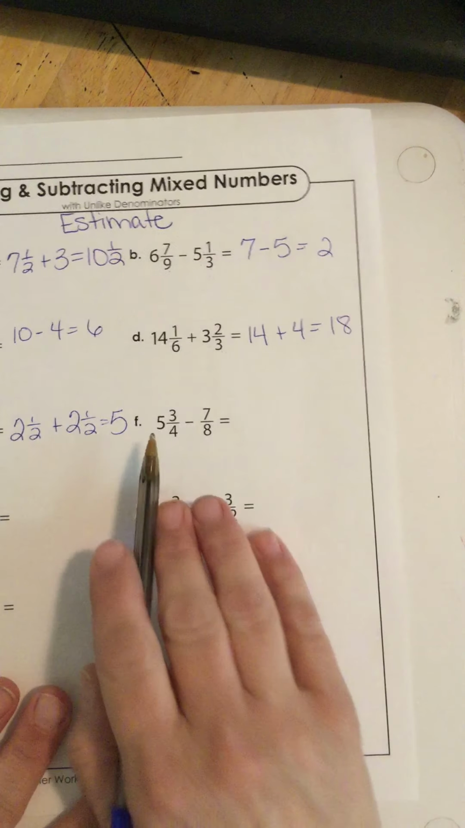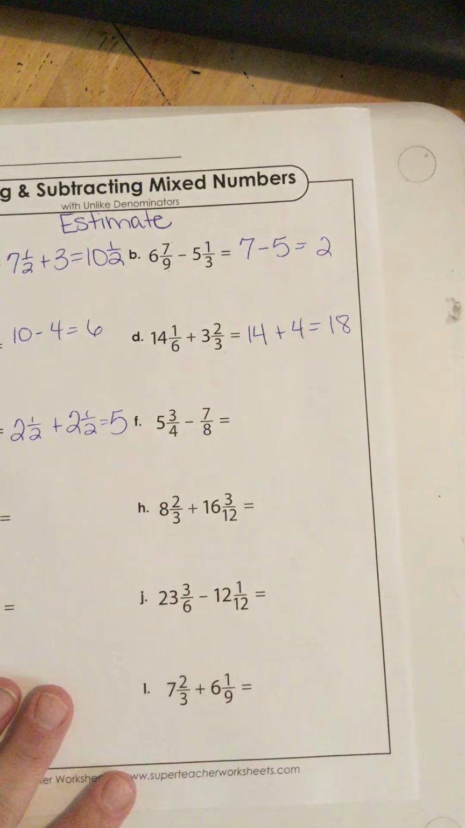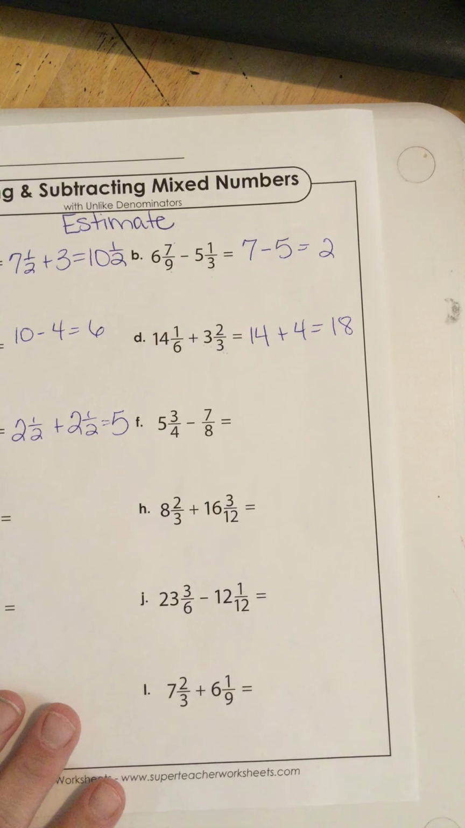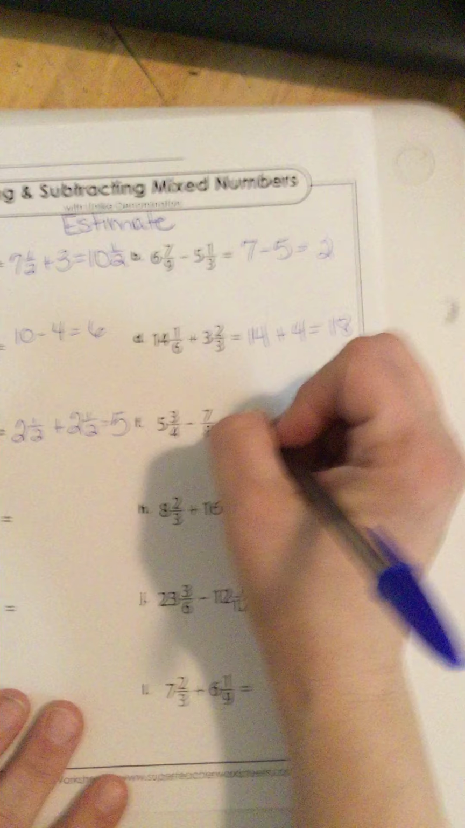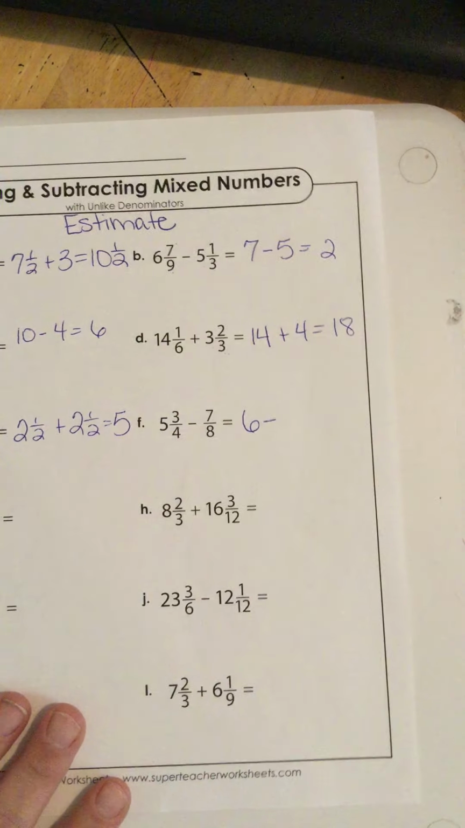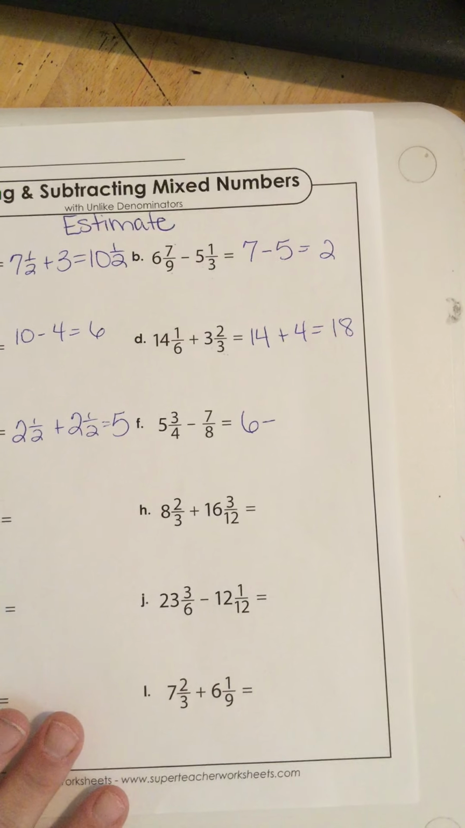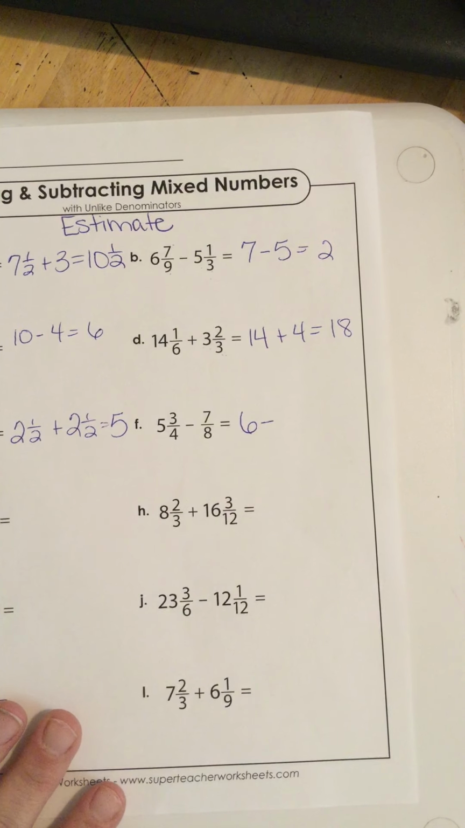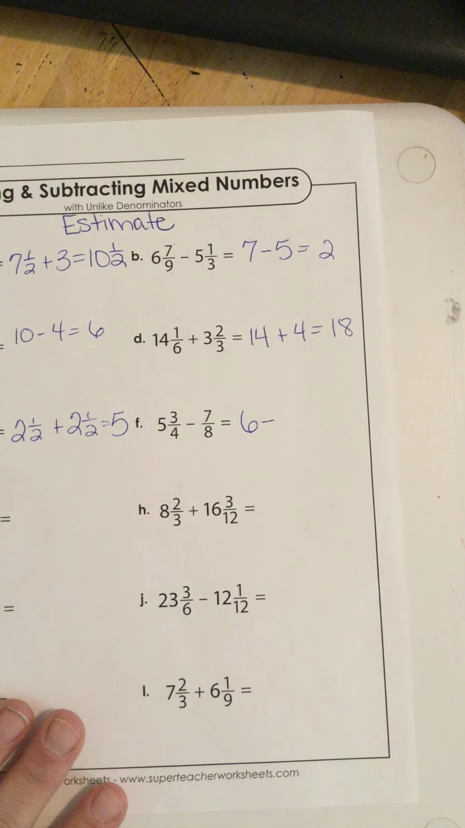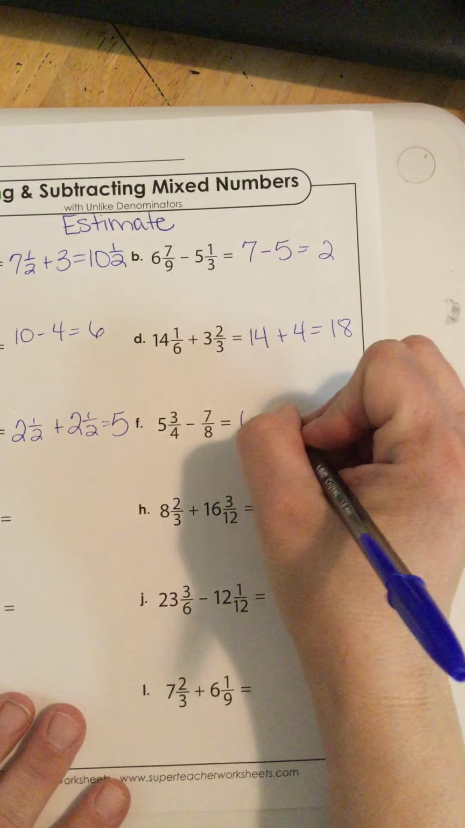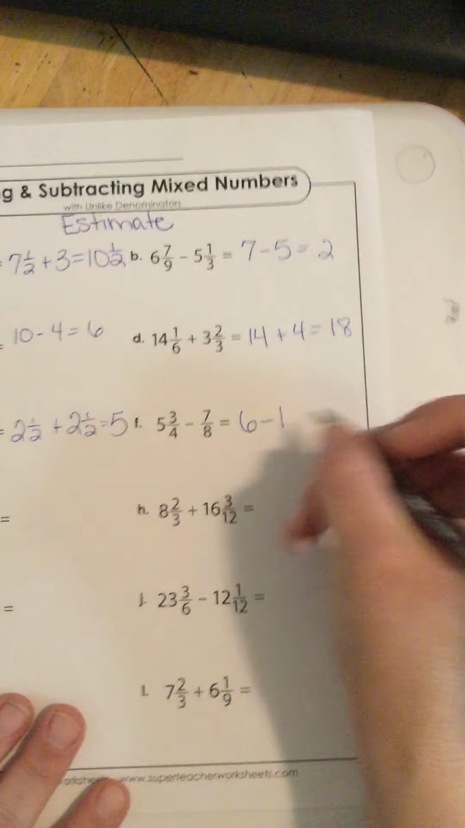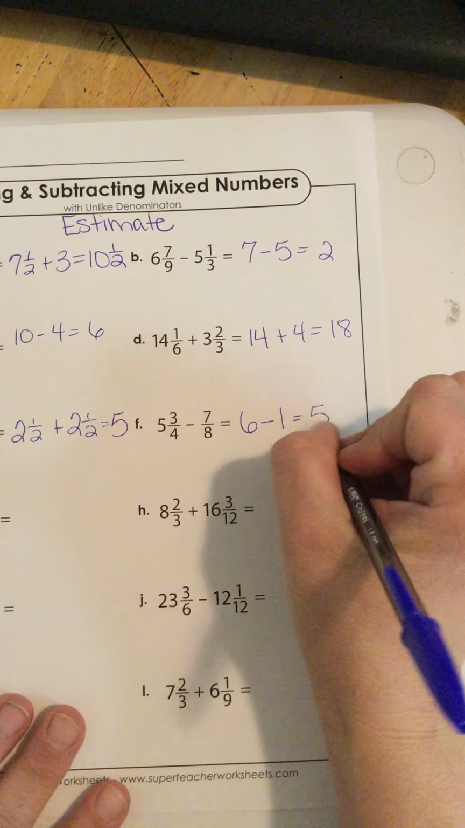Okay? 5 and 3/4. What would you estimate 5 and 3/4 to be? 5, 5.5, or 6? 6. And then 7/8. What would you estimate it to be? 0, 1/2, or 1 whole? Well, 7 is close to 8, so I'm going to give it 1 whole. And then 6 minus 1 is 5.